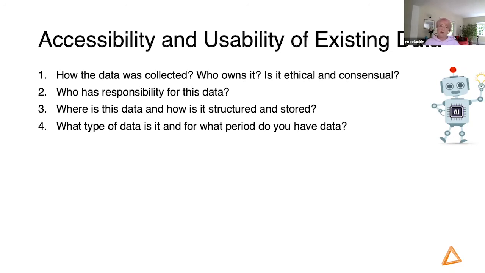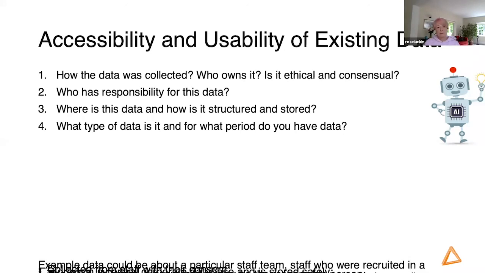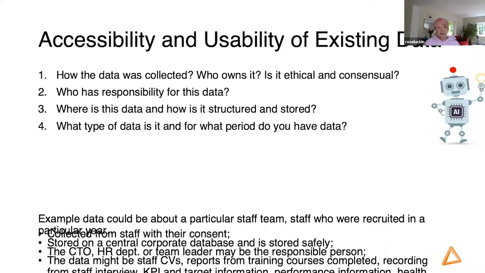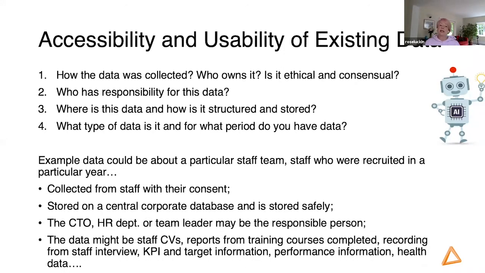However, you may have changed your processes in order to change the way that you collect that data in that time. So it may not all be consistent and quite the same. So examples of data that could be about a particular staff team could be about who recruited them, how they were recruited, what year they were recruited in, what process they went through.